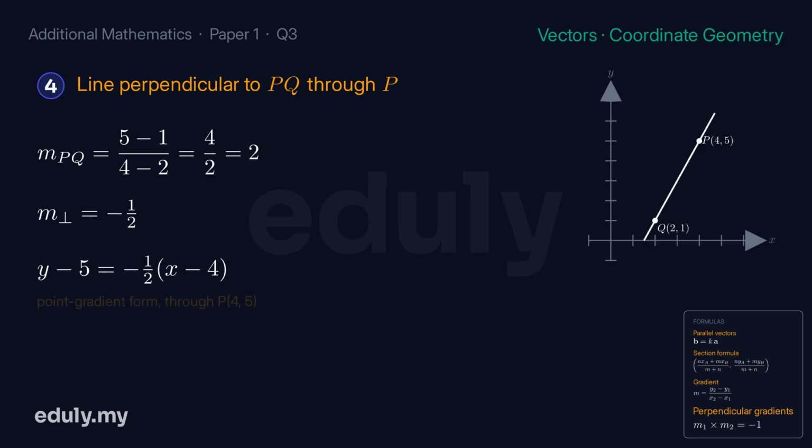Use the point-gradient form with the gradient and the point P. Be sure to use P (4, 5), not Q. Expand and tidy up. y equals negative 1/2 x plus 7.